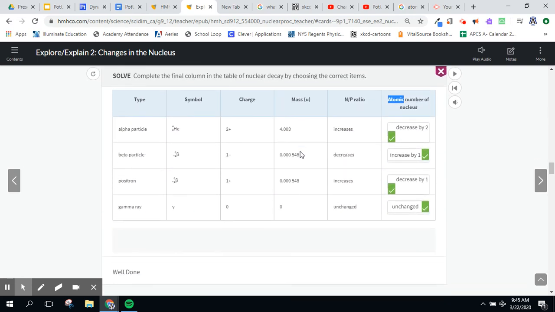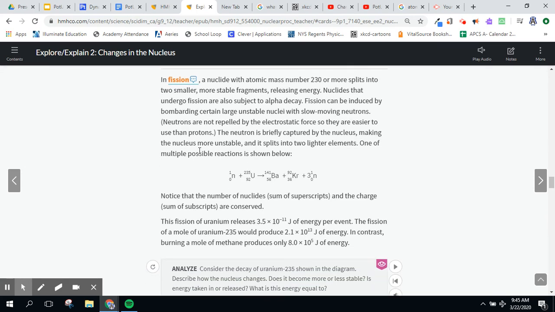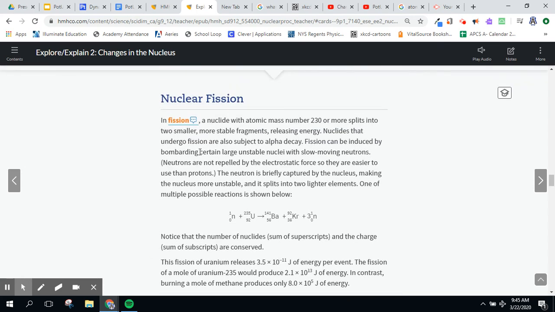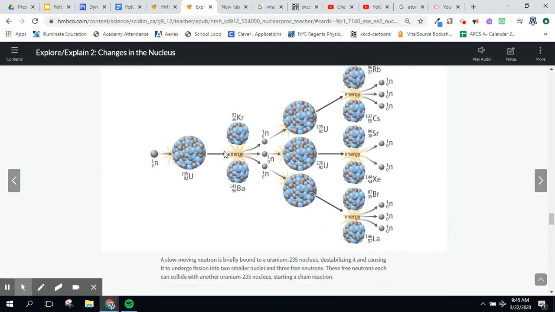All right, you're going to stop at that point. You can pick it up on Monday. You don't need to do this component yet. We will come back to that on Monday and talk about fission and fusion and how these go together.